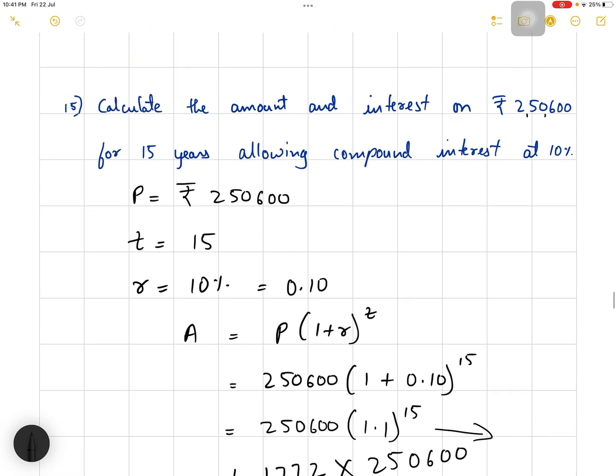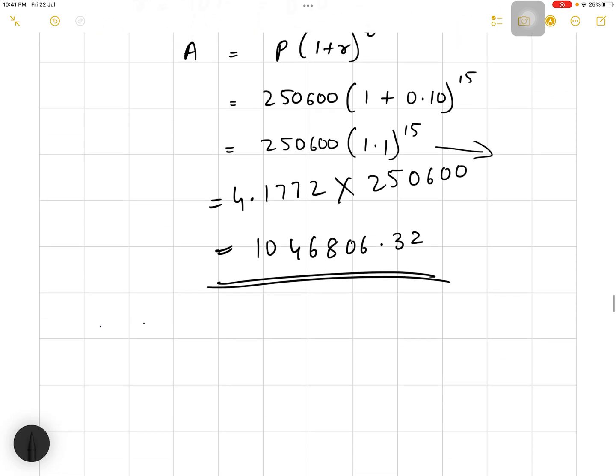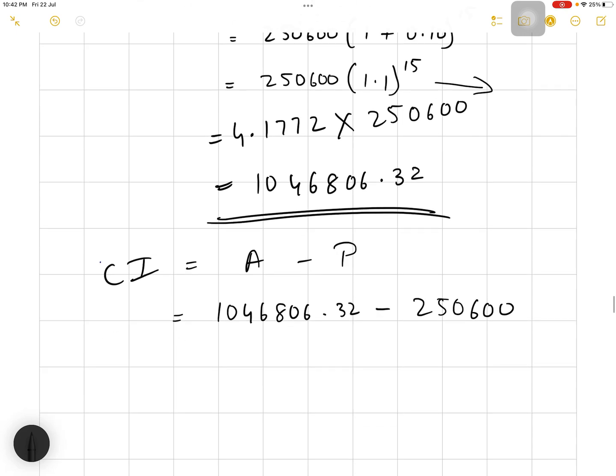Now, amount we have found. They have asked you to find amount as well as interest. So, compound interest is amount minus principal. So, 10,46,806.32 minus 2,50,600, which comes to rupees 7,96,206.